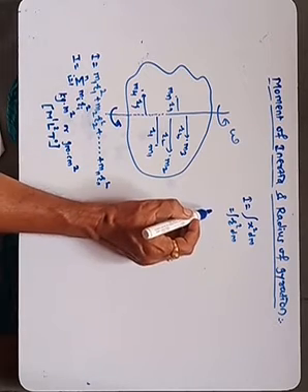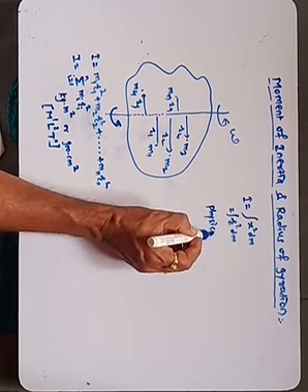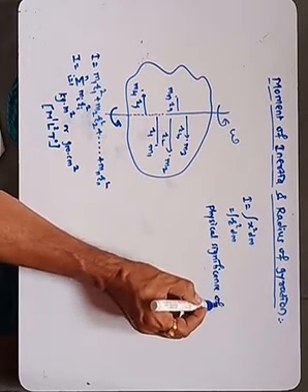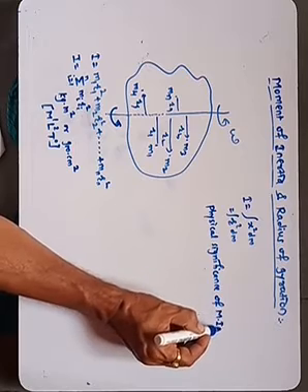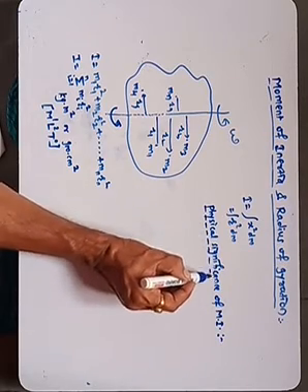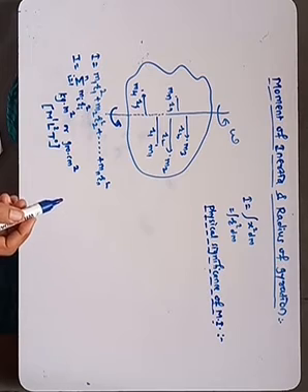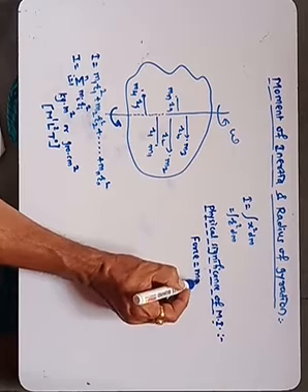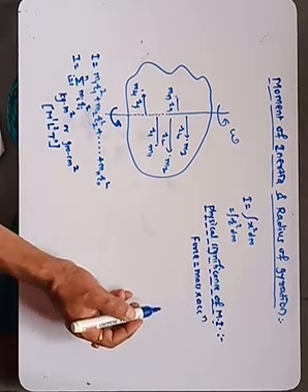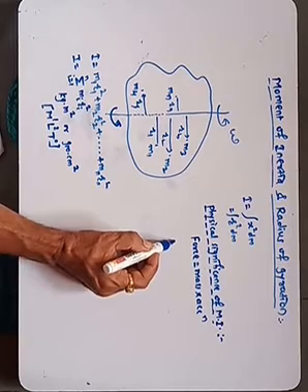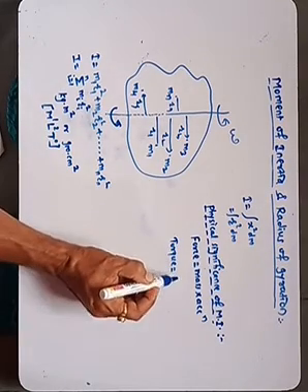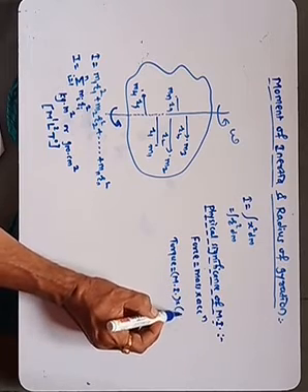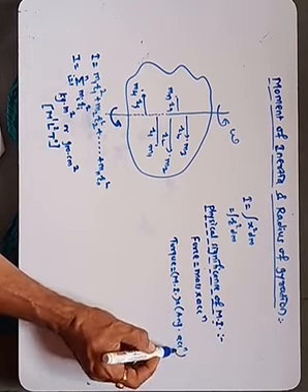Now we will see the physical significance of moment of inertia. Suppose in case of translational motion, we write force is equal to mass into acceleration. And in case of rotational motion, we write torque is equal to moment of inertia I into angular acceleration.